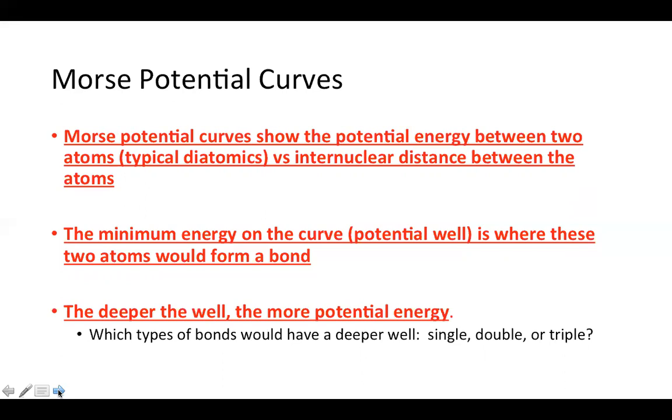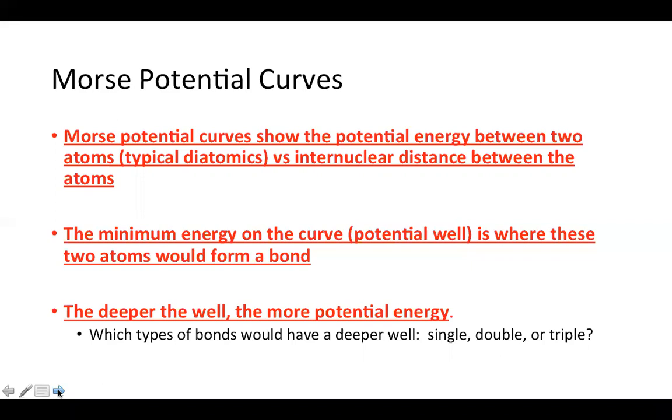And on these curves, you're going to see these wells. The well is going to be like a minimum. It's going to be where it dips down. And where you have those wells, the minimum energy, is where those two atoms would form a bond. And the deeper the well, the more potential energy that bond is going to have.